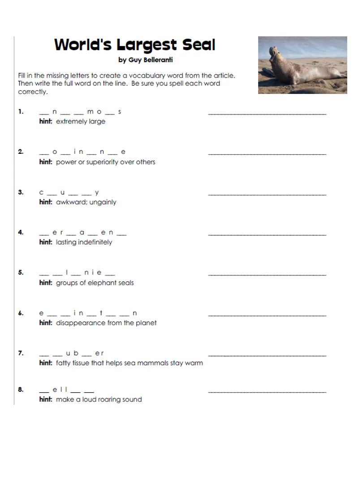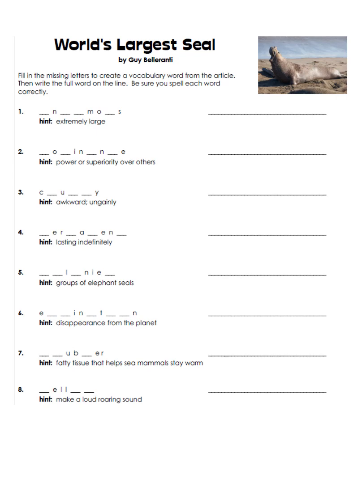Question number 4. Letters E, R, A, E, and N, and your hint there, lasting indefinitely. Question number 5. Letters given L, N, I, E, and the hint you get there, groups of elephant seals. Number 6. E, I, N, T, N, your hint, disappearance from the planet.